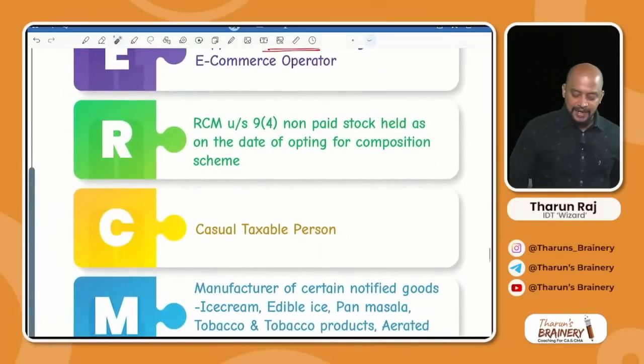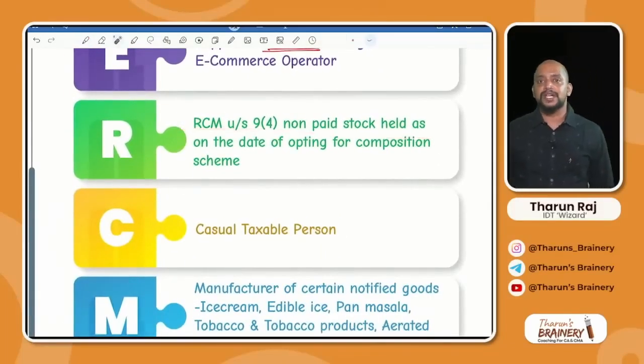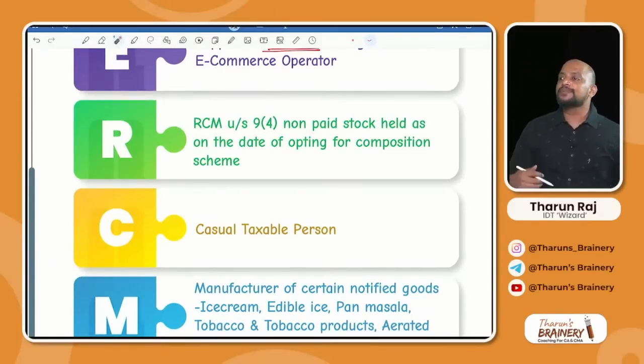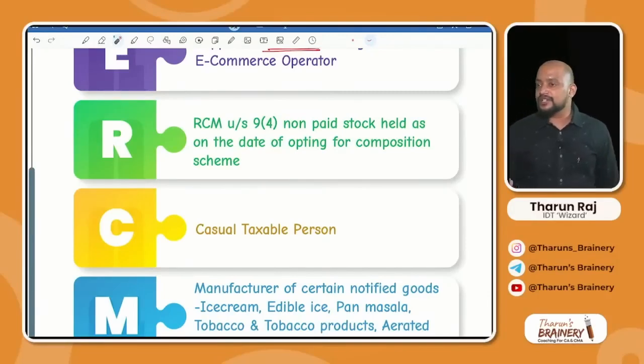Then R for RCM. RCM under which section? Section 9 subsection 4. When 9(4) is applicable, there is a promoter or builder who is making purchases from an unregistered person. If they have not paid GST on that, they cannot go for composition scheme. But this point is irrelevant because first of all, their turnover will easily cross 1.5 crores.